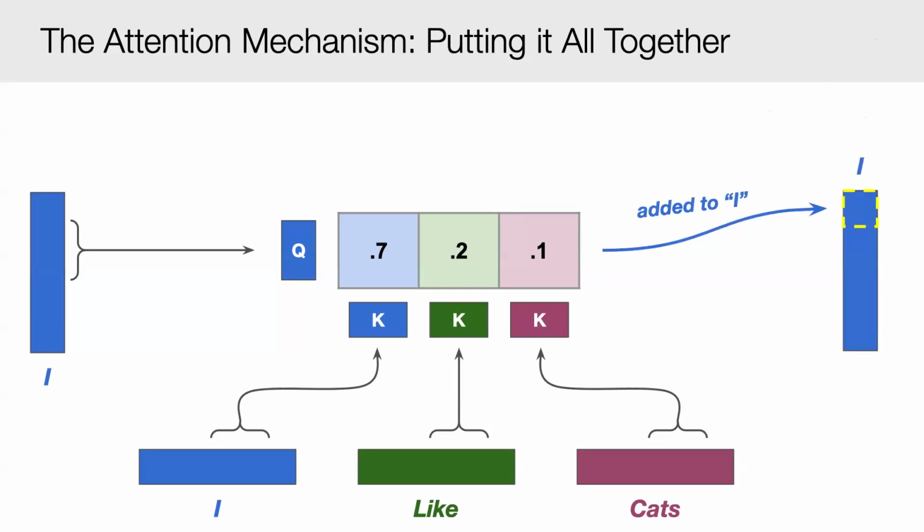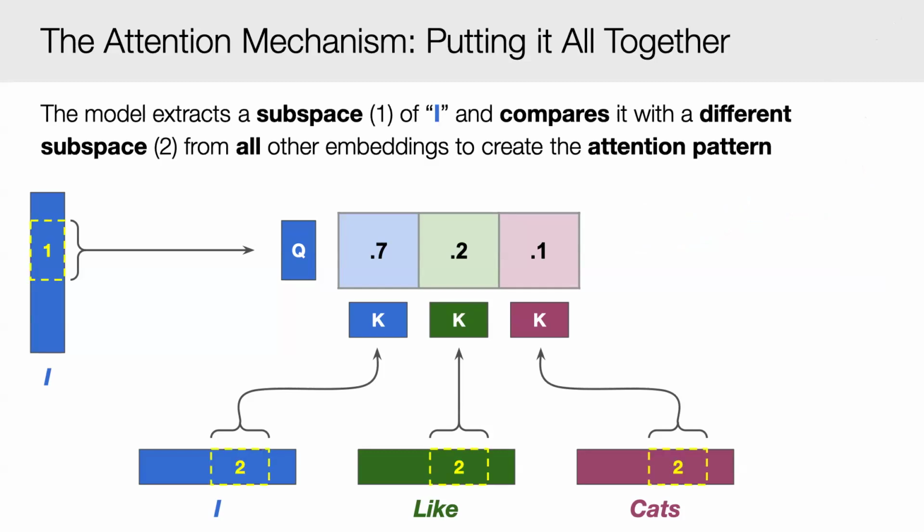Okay, so we have this. We're just going to concern ourselves with the attention pattern for now. And basically what we see here is that in order to form the attention pattern, the model will extract a subspace from I, call that subspace 1, and that creates the query.